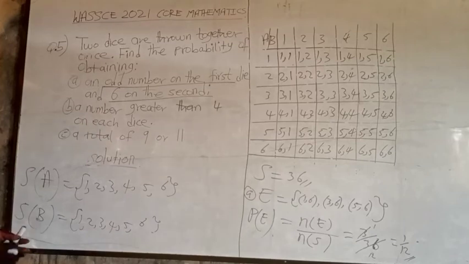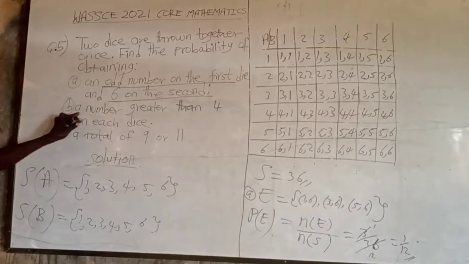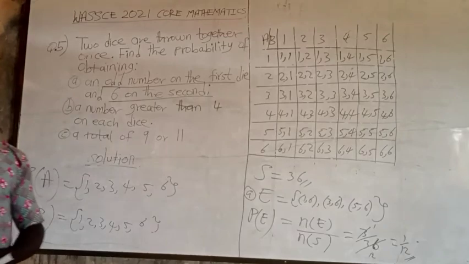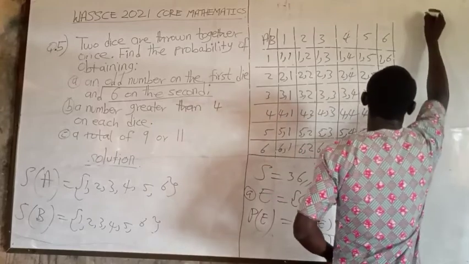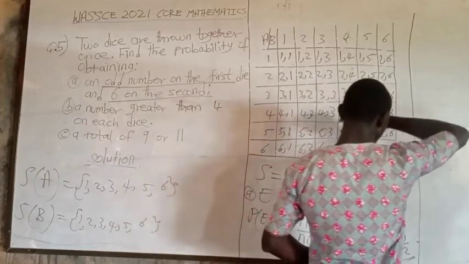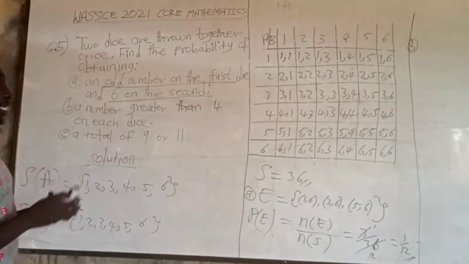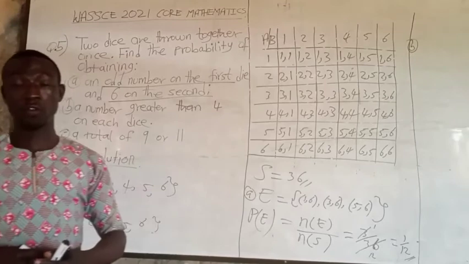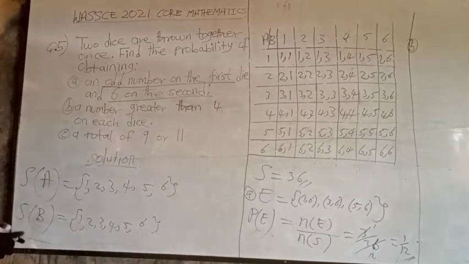B is saying that we should find the probability of obtaining a number greater than 4 on each die. We are looking for a number greater than 4 on each die. So let's list the events that are likely to occur if we are looking for numbers greater than 4 on each.